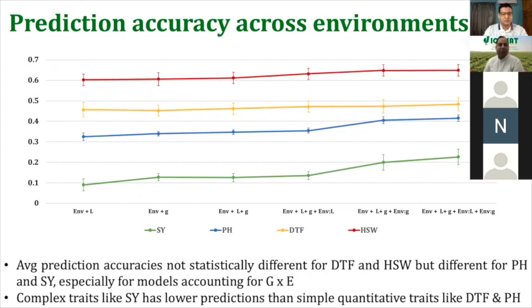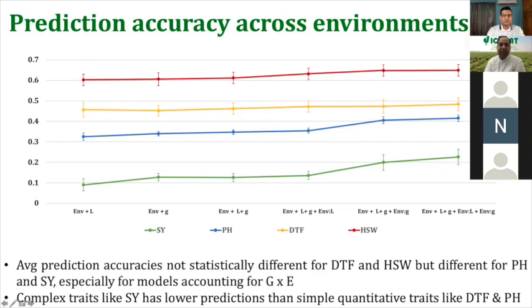And we got these kinds of prediction accuracy. If you see, when we include the line, environment, and all the interactions, we were getting very good prediction compared to only line and environment. And we started to check this. If you see, average prediction accuracy was different for DTF and unseeded, and for PH and CY, especially for the models compared to GWAS. So it is very good that the GWAS inclusion models are very good.